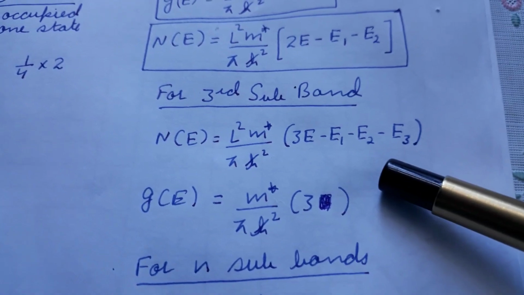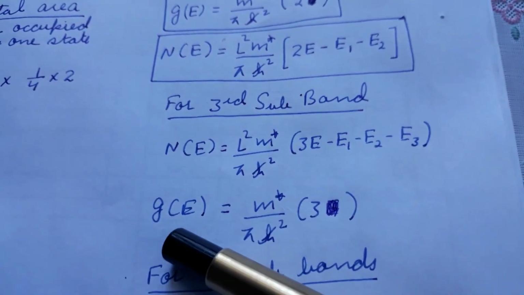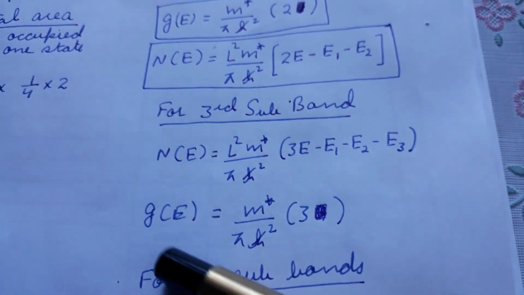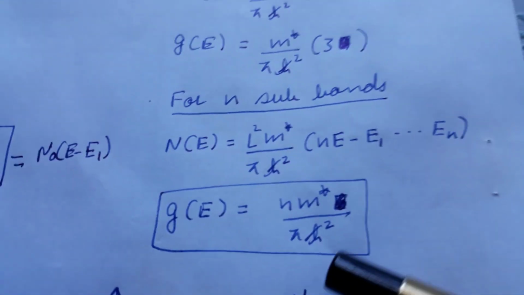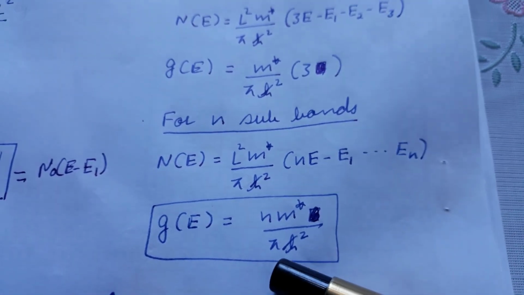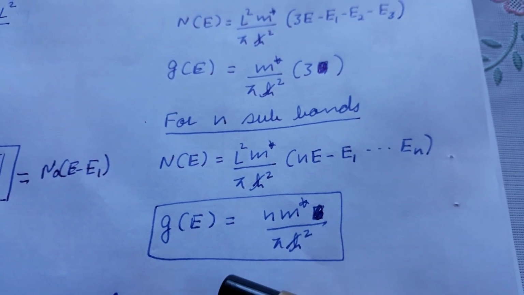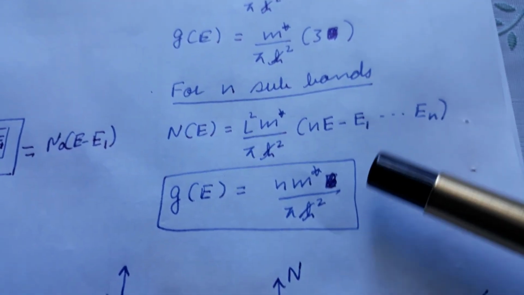Similarly, for the third subband, we found that the density of states will be 3 times the density of states of the first subband. Similarly, we can calculate it for n subbands, and we see that the density of states will be n times the density of states of the first subband.